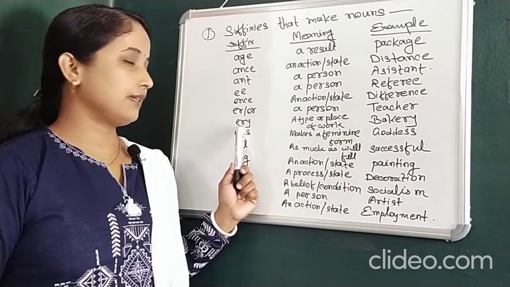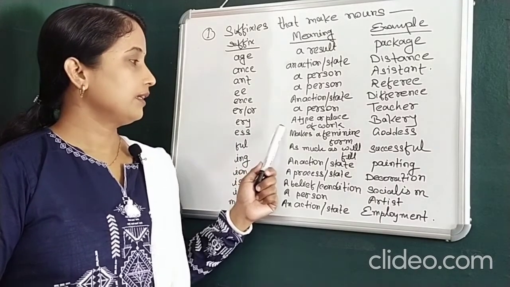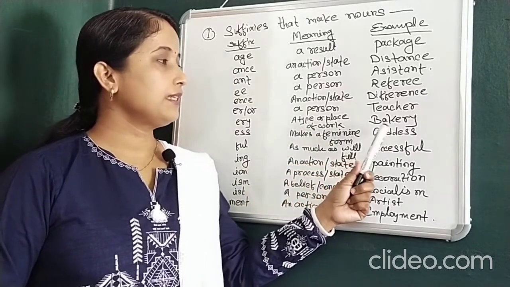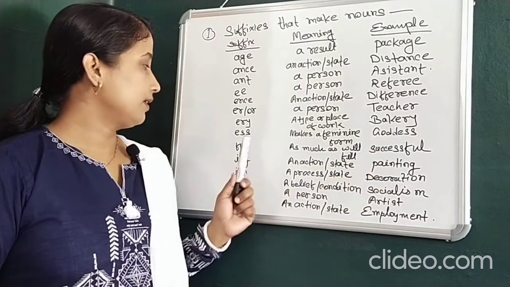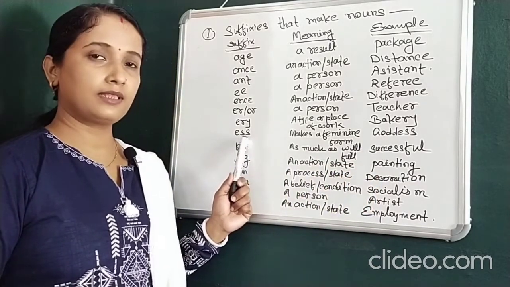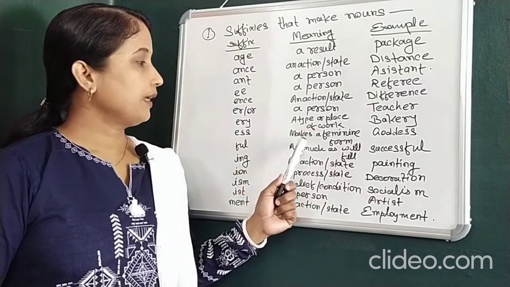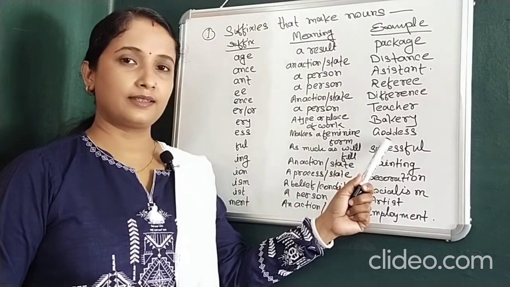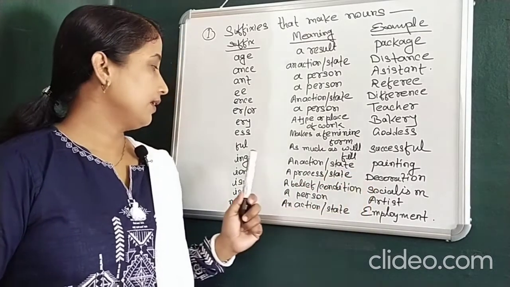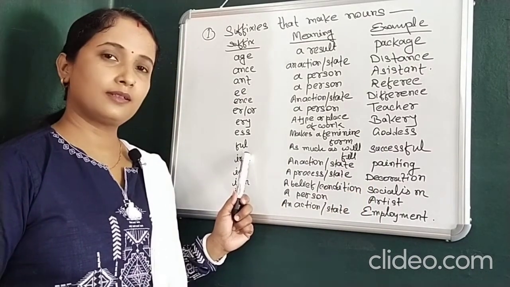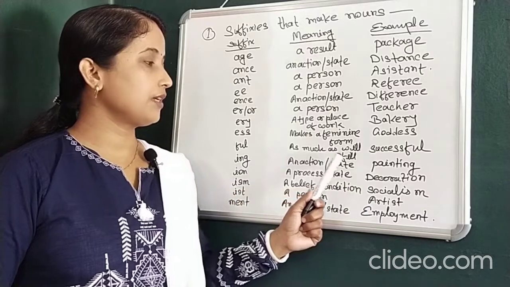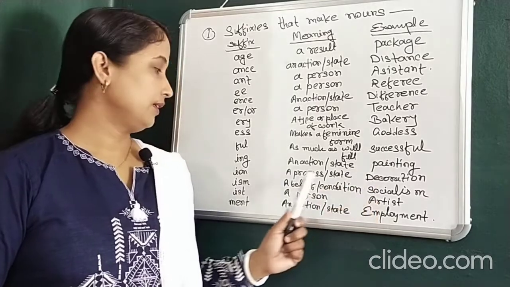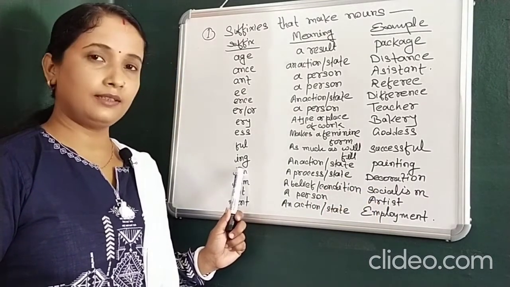Next is ery, E-R-Y. It refers to a type or place of work. An example is bakery. Next suffix is ess, E-double-S. It makes a feminine form. An example is goddess. Next suffix is full. It refers to as much as will fill. An example is successful.